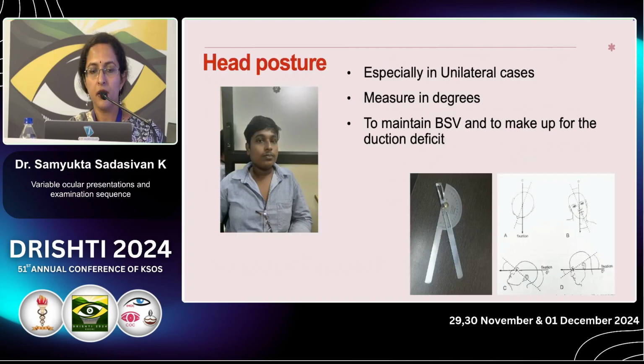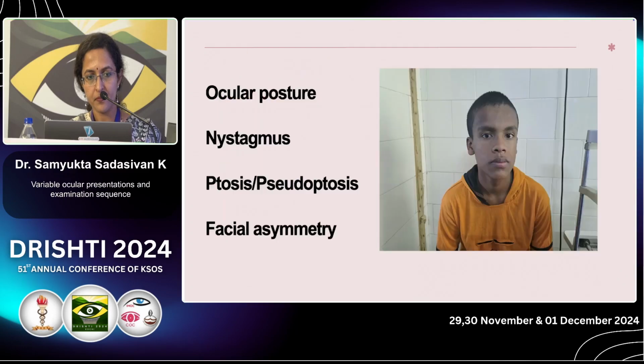So, you start your motor examination. Measure your head posture in degrees and document it well. It is important preoperatively to assess your results postoperatively. We know this is to maintain binocular single vision and to make up for the duction deficit. Fatima madam has demonstrated her own innovative, cost-effective mechanism to measure the head postures. Document the ocular posture, presence of nystagmus, ptosis, pseudoptosis, facial asymmetry, if any.